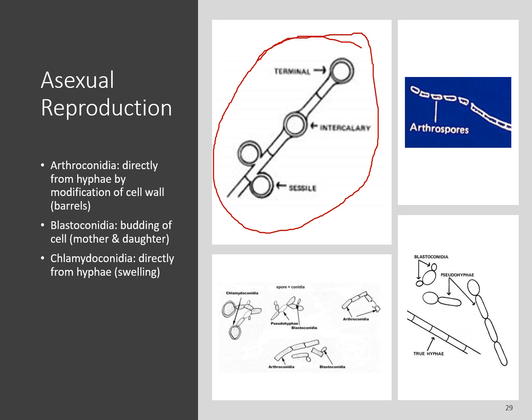Blastoconidia are your basic budding of cells with a mother and a daughter, and this is how we typically see some yeast. Arthroconidia is where you have the asexual reproduction directly from the hyphae itself, with modification within the walls itself, so it kind of breaks off like little barrels.